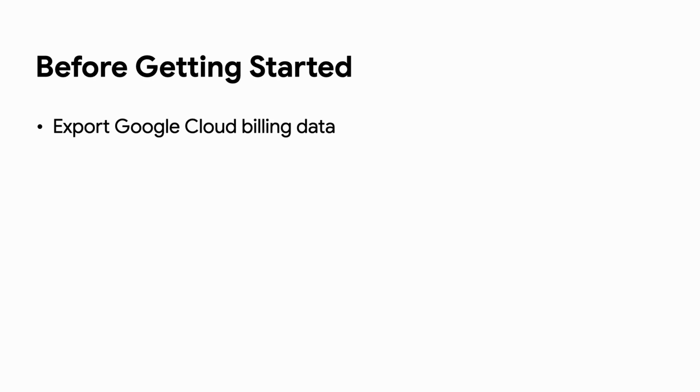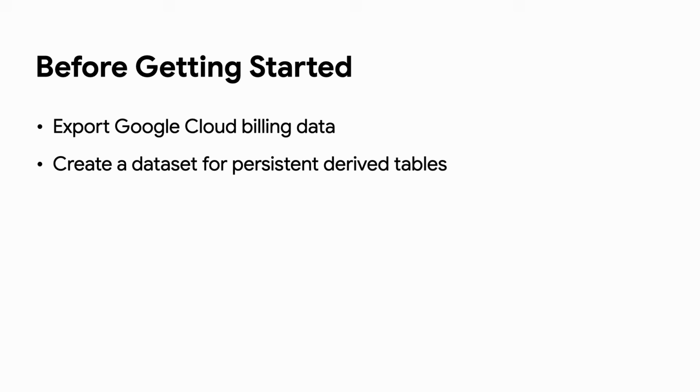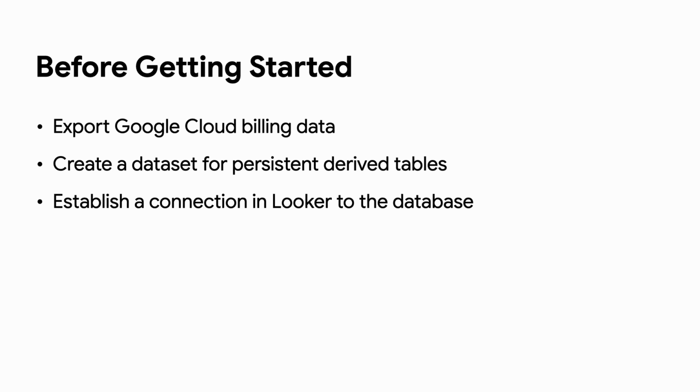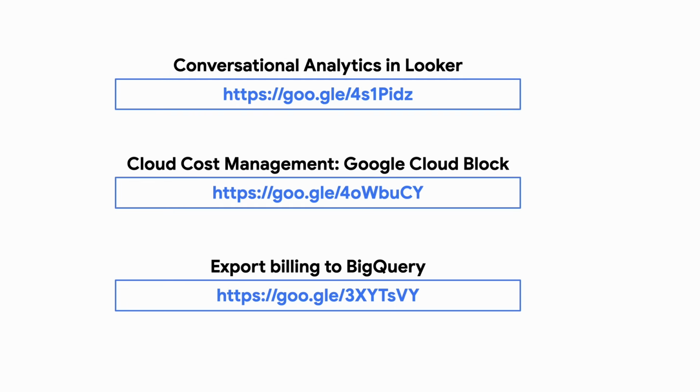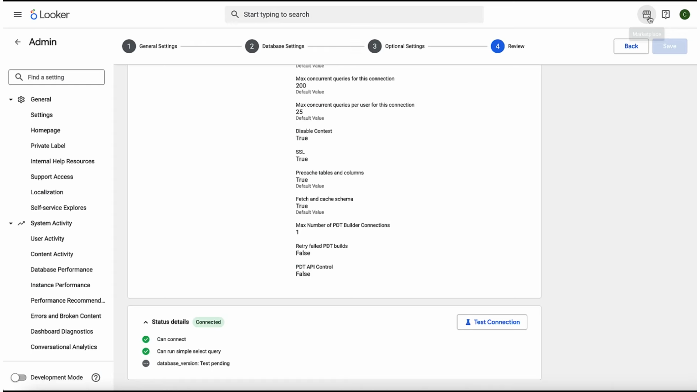Before we get started, there are some things we have to do to get ready. The Google Cloud billing data needs to be exported and stored in your database. A Scratch dataset to hold your persistent derived tables should be added to your project as well. And the connection to those tables needs to be set up by your Looker administrator. I've included links that detail the steps of this process in the documentation and a guide that explains the process specifically for BigQuery. After the export and connection are configured, head over to the Looker Marketplace.